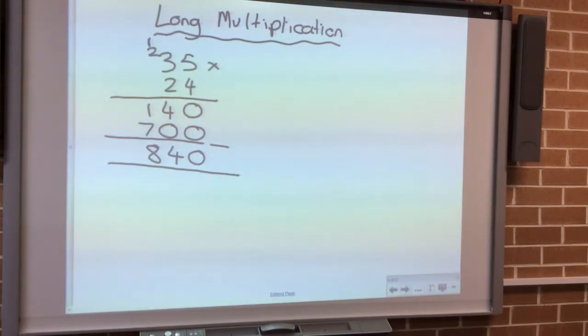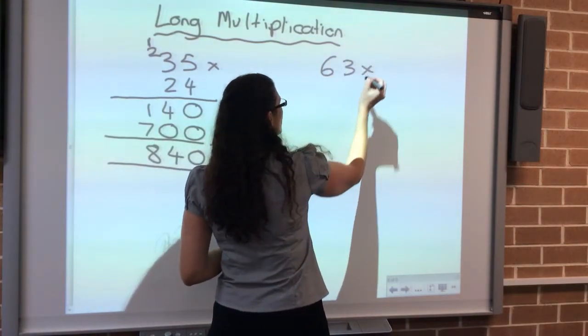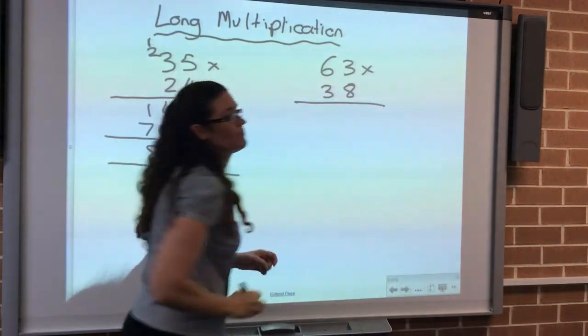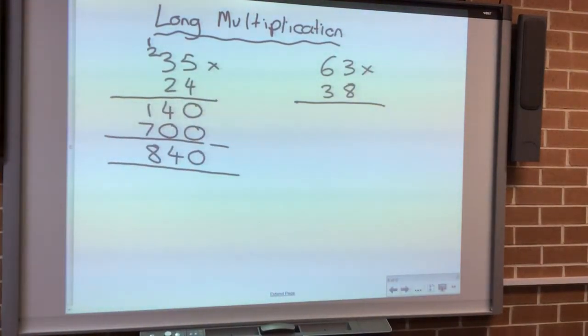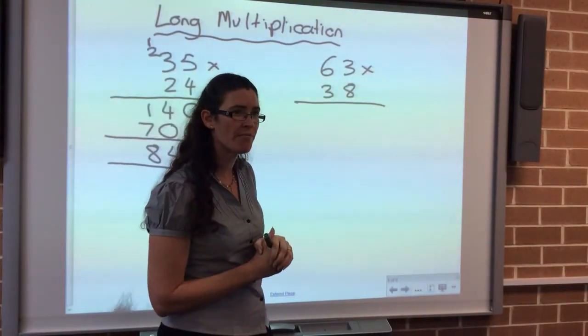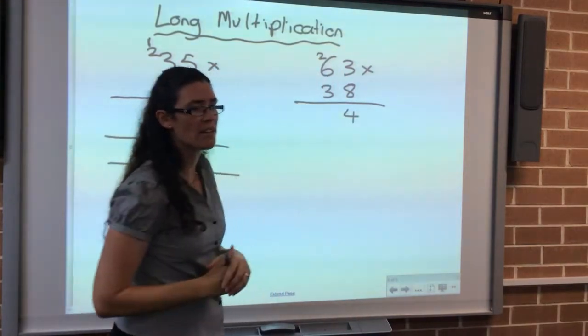Alright, let's do one more together before it's your turn. Let's do 63 times 38. Okay, 63 times 38. Let's start with 8 times 3. What's 8 times 3? Chad, doing it with me? 24. Where does the 2 and the 4 go? That's correct. Well done.